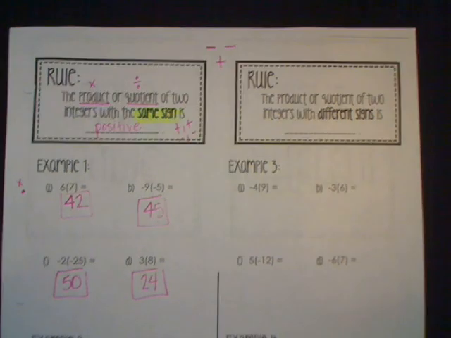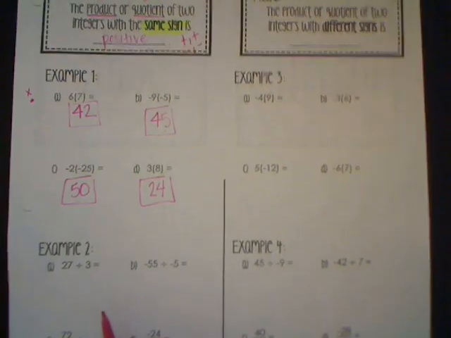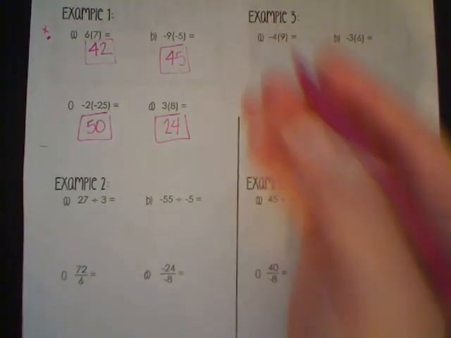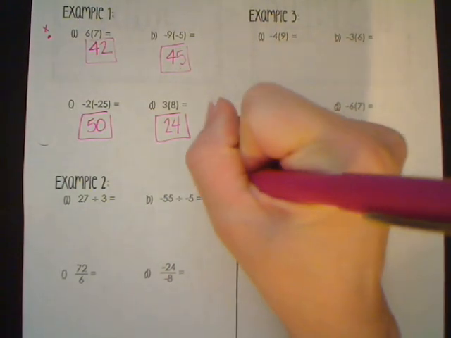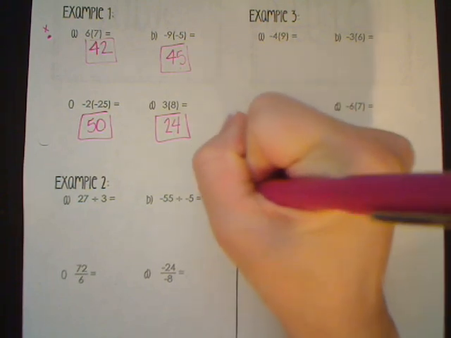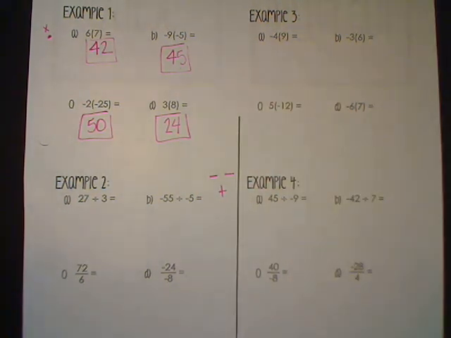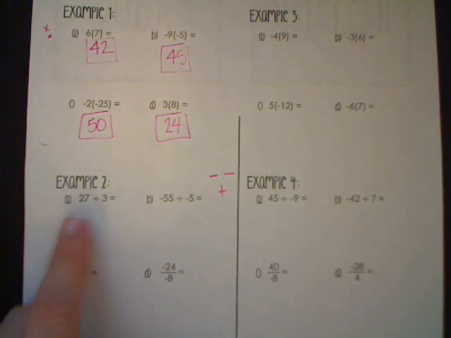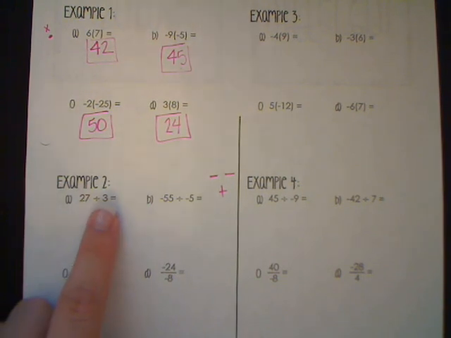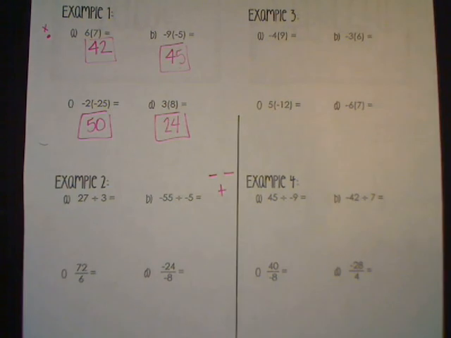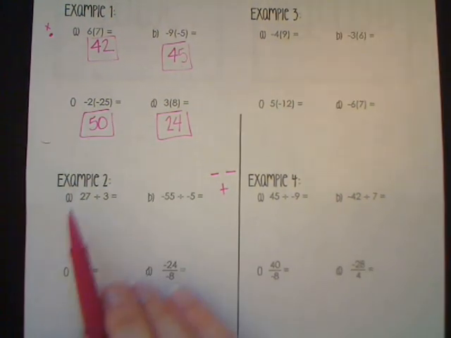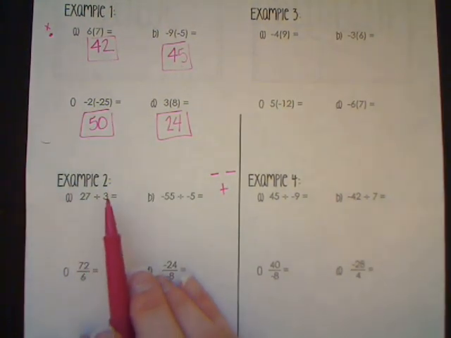Okay, so let's look at example number 2. These are all with division. I'm going to do my sleeping man again to help me remember. So 27 divided by 3. Well, I know a positive divided by a positive, same sign, my answer is going to be positive. So what is 27 divided by 3?